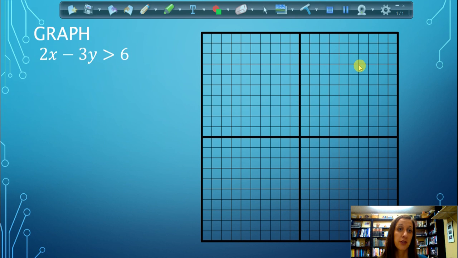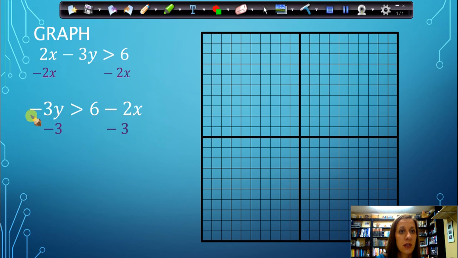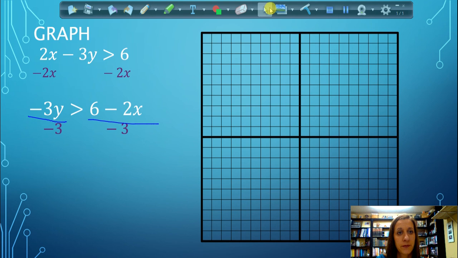Okay, the last one we're going to graph is 2x minus 3y is greater than 6. And just like with the linear functions, y has to be by itself in order to graph these inequalities. So we're going to solve for y. The first thing that we should do is subtract 2x from both sides. So we're canceling 2x. When we do that, we get negative 3y is greater than 6 minus 2x. And now we're going to divide both sides by negative 3.